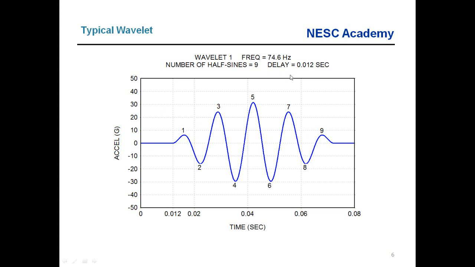I forgot to call out the amplitude, but it looks like about 32 or so G for the peak amplitude. So again, the idea is that we take a whole series of these wavelets with staggered offsets, and each individual wavelet can have its own amplitude, its own frequency, its own number of half sines, and obviously its own delay as well. And we just mix and match these so we can satisfy our shock response spectrum specification.